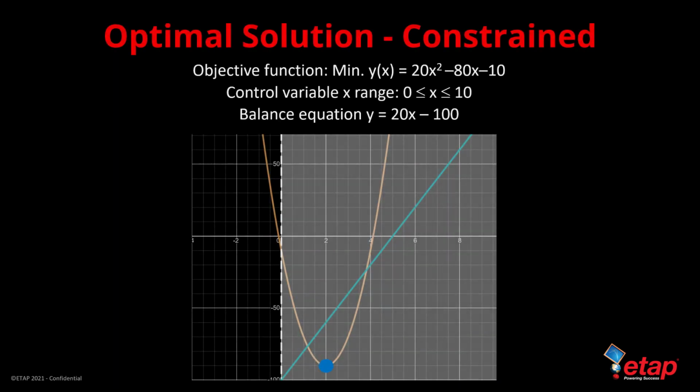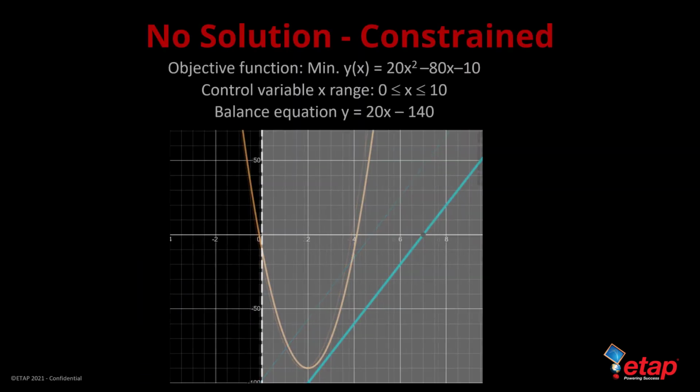A constrained optimal solution uses the same objective function and variable control ranges, again let's say 0 through 10, and we apply a balance equation, here represented by y = 20x - 100 and shown with this aqua color line. The optimal solution therefore is no longer at the knee point of the objective function but somewhere on the balance equation line. This is referred to as a constrained solution.